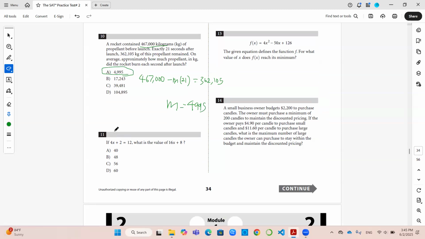If 4x plus 2 is 12, what is the value of 16x plus 8? So multiply all of this by 4. And what's 12 times 4? That's 48. Because if I do this, it becomes 16x plus 8 is equal to 48. Okay, just to clarify.